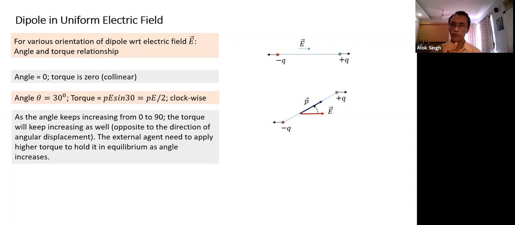If a conservative force is acting, the external force has to be equal and opposite to the conservative force. Here also torque is being applied by electrostatic forces. The external torque has to be equal and opposite. If the torque increases, the external torque also needs to increase.